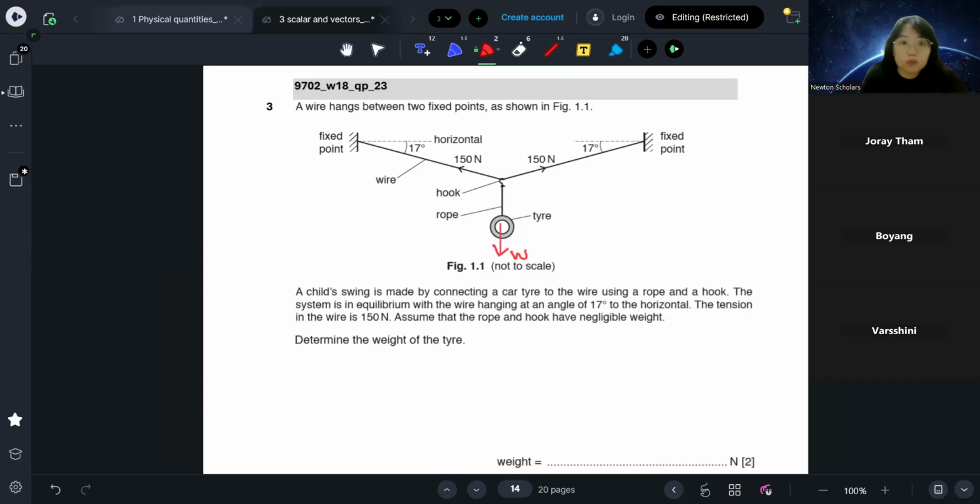Then how? Hang, keyword hang. That means balance, equilibrium. I don't want to give you hints, you try.